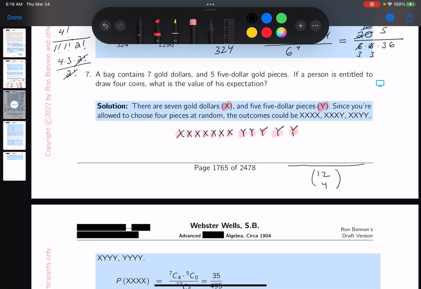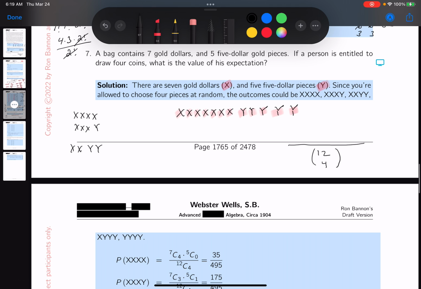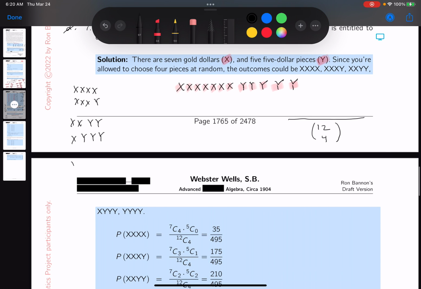Now, they could pick all X's. That's one possibility. They could pick 3 X's and a Y. They could pick 2 X's and 2 Y's. Well, what else could they pick? They could pick 1 X and 3 Y's. They could also pick 4 Y's. All right? So let's do it.